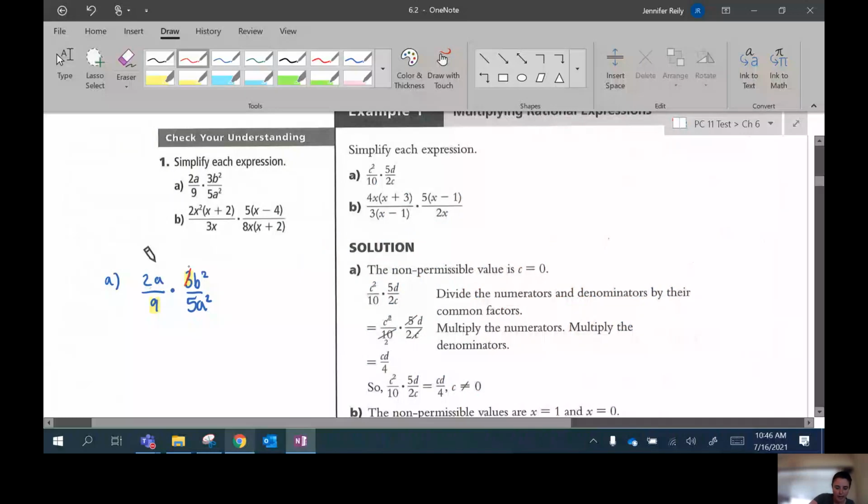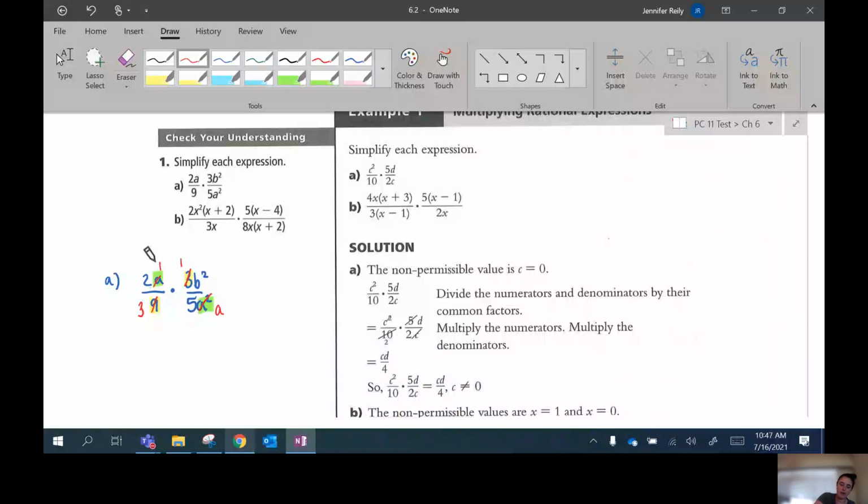I have 1 A in the numerator and 2 A's multiplied together in the denominator. So I can divide both by A. This would be 1, and this would just be left with A. And then nothing else is in common. There's only B's in the numerator, no B's in the denominator, so I can't cancel those out.